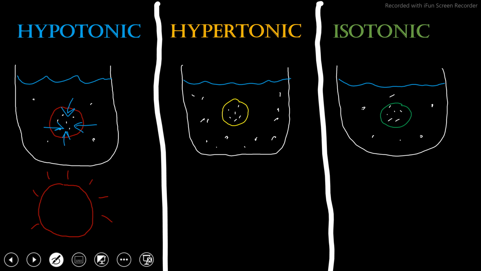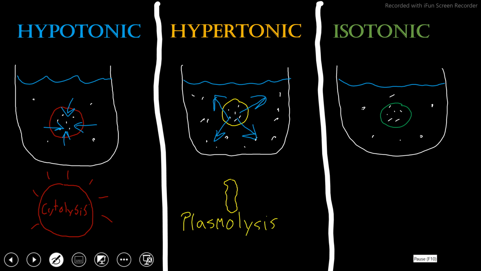That's called cytolysis. If you put a cell into a hypertonic solution, there's more solutes outside of the cell than inside of the cell. So the water's going to want to move out of the cell. This causes the cell to shrink and shrivel up. And it can actually die from this. This is called plasmolysis.